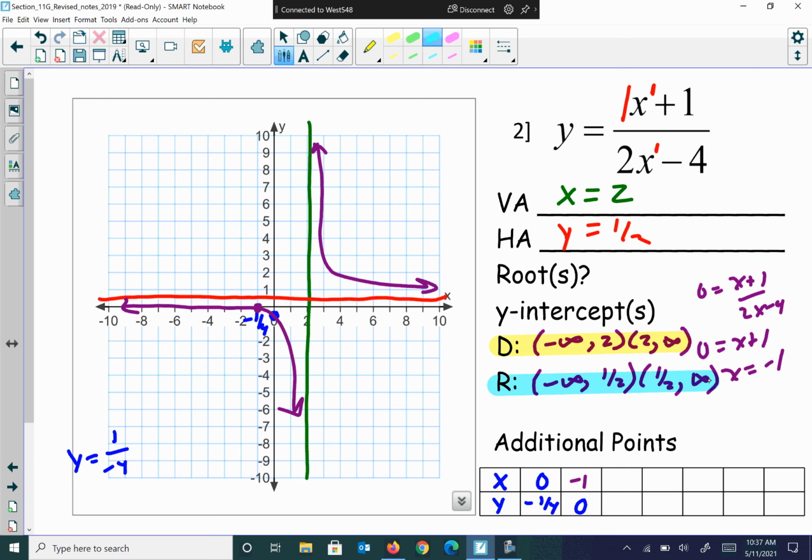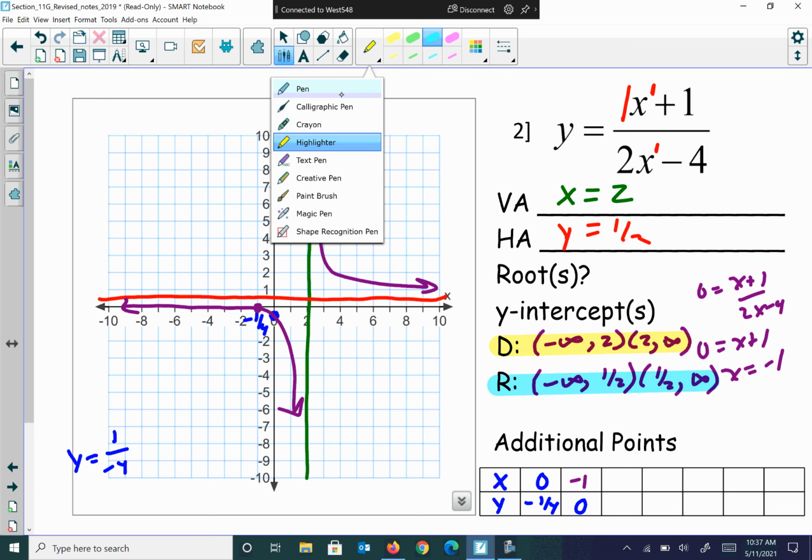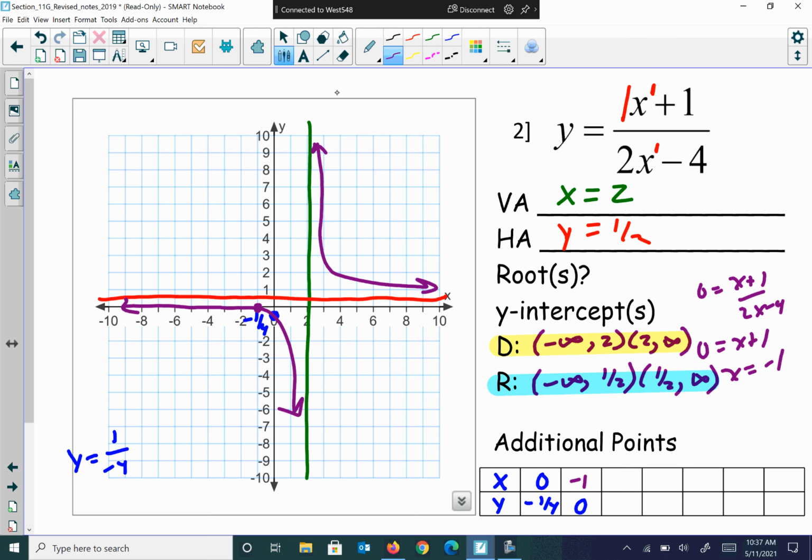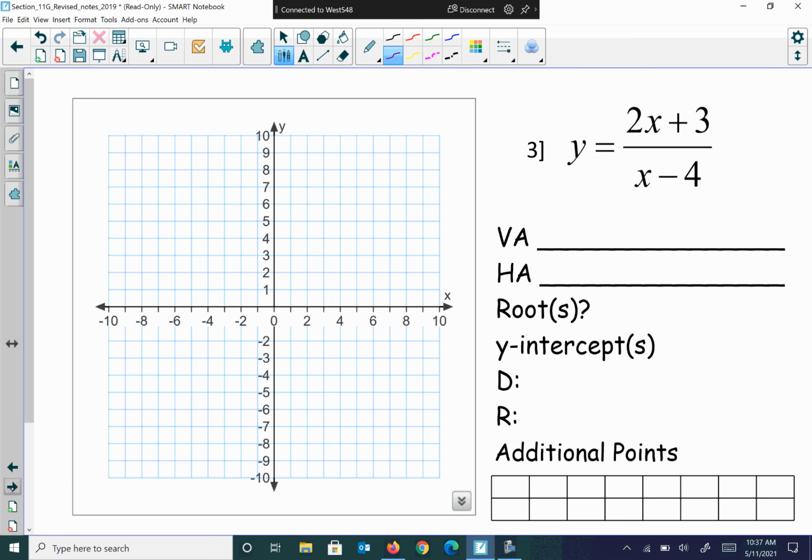All right, hey, may I move forward off this graph? This good? We're happy? All right. All right, so next problem. Vertical asymptote is where the denominator is equal to 0, so x equals 4.